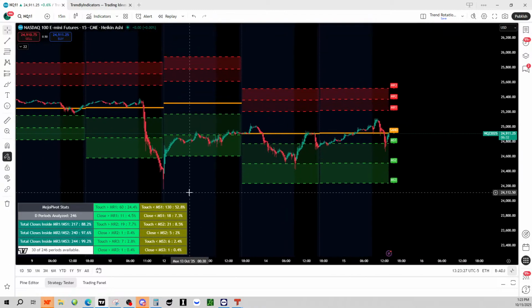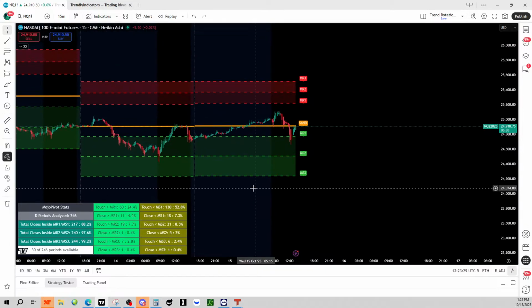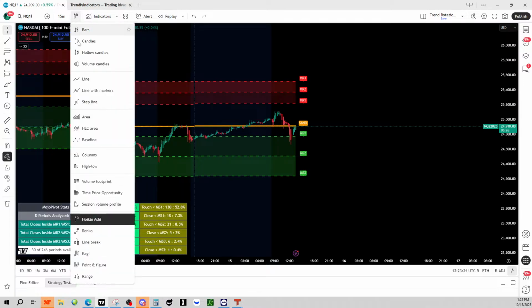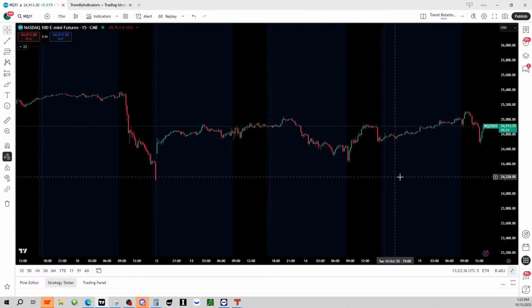So let's just go to today's price action, and I'm going to switch, instead of Heikin Ashi, to regular candles here.